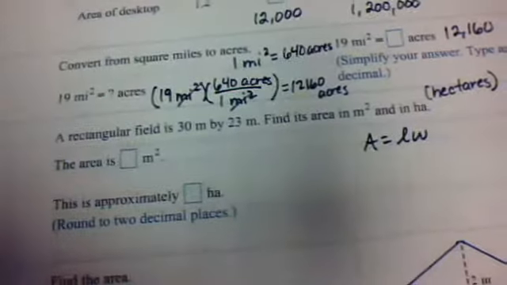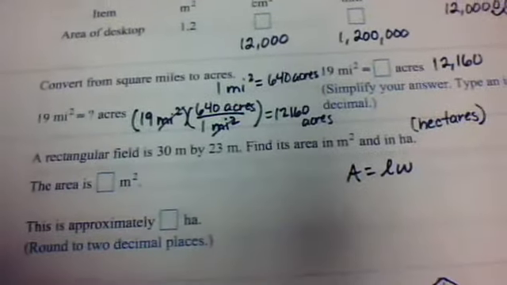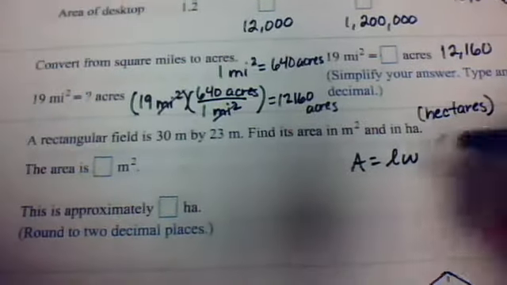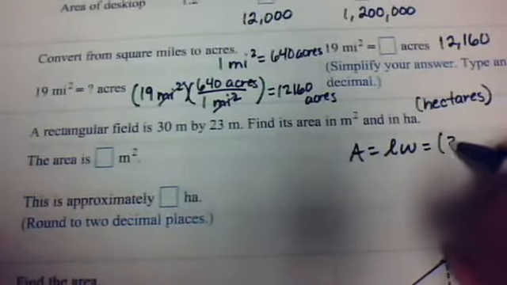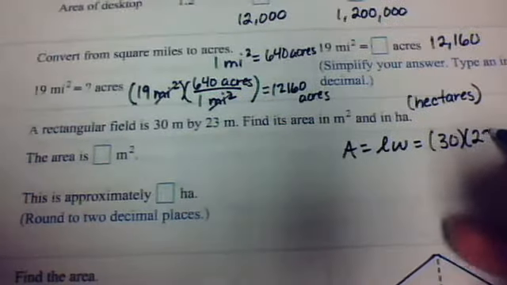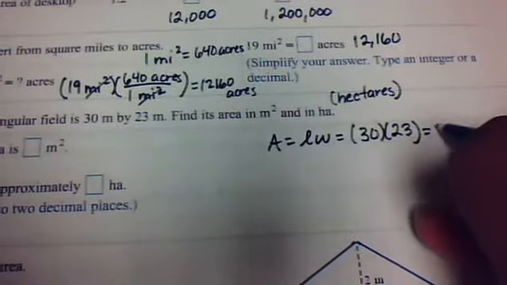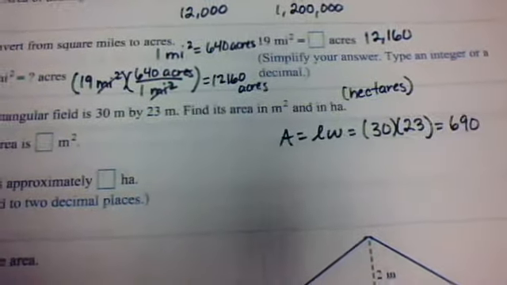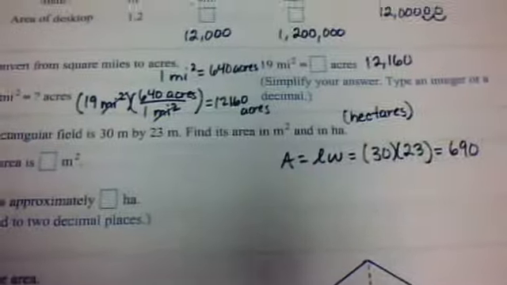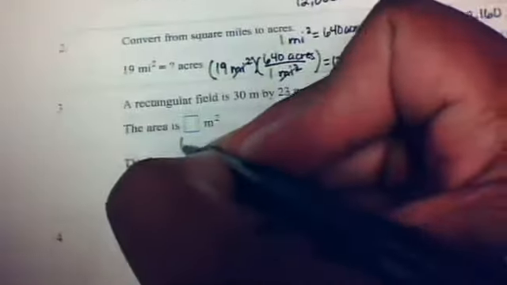And it's a rectangle, so the area formula for that would be the length times the width. So in this case here, the length is 30 and the width is 23. Now if you multiply 30 times 23, you're going to get 690 square meters. So the area of that rectangular field is 690 square meters.